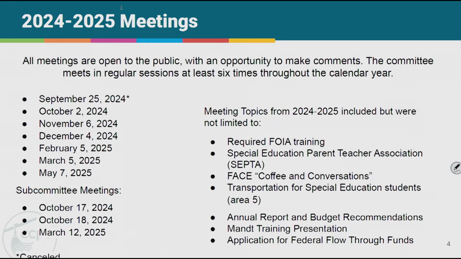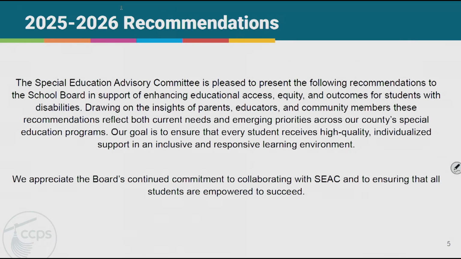This is just a quick overview of our meetings from last year. We follow a very similar meeting cadence from year to year, with at least 6 meetings from September to May. So this evening, our goal is to go over the committee's recommendations to the board. Our annual recommendations are pulled from meeting topics throughout the year and reflect either current needs or emerging priorities.